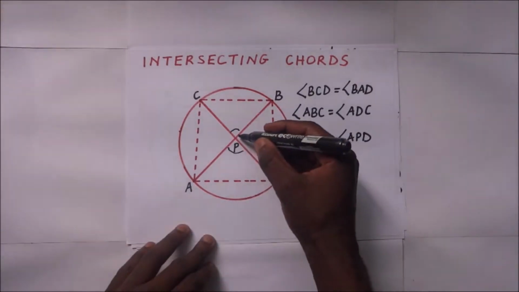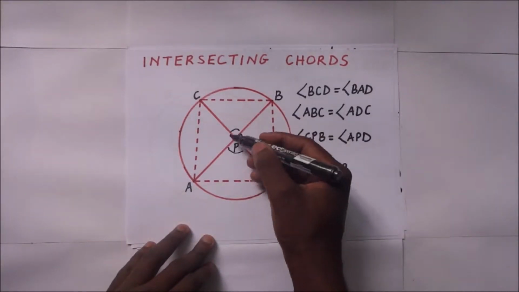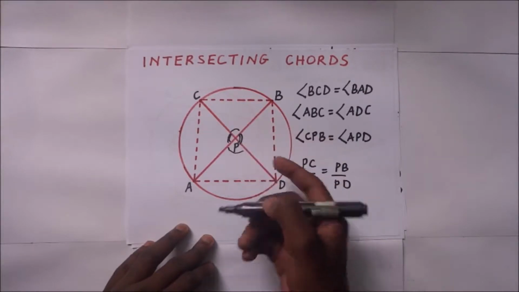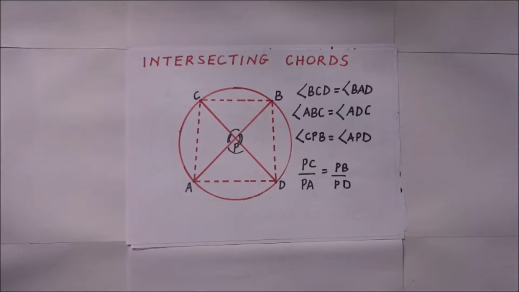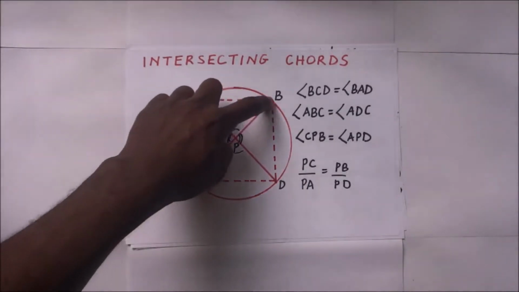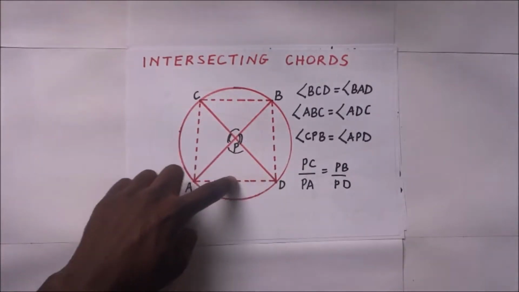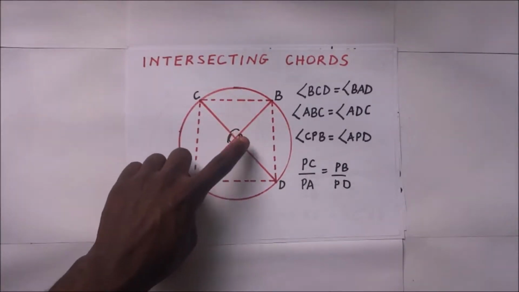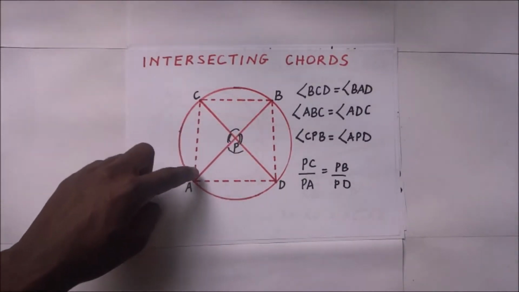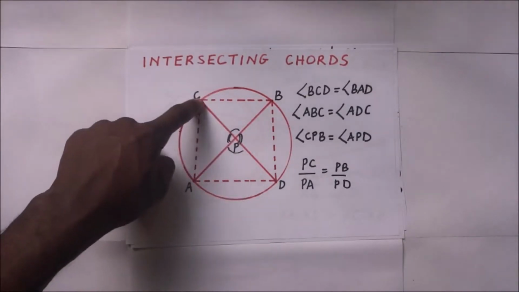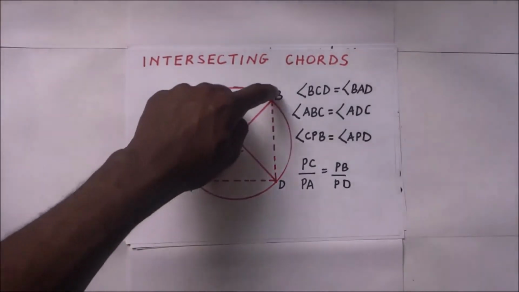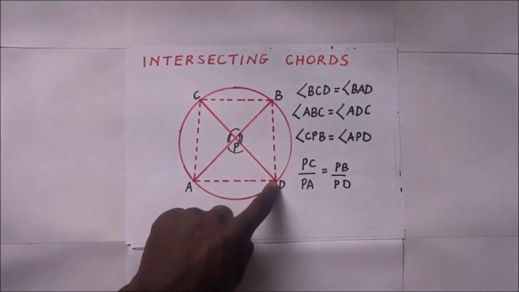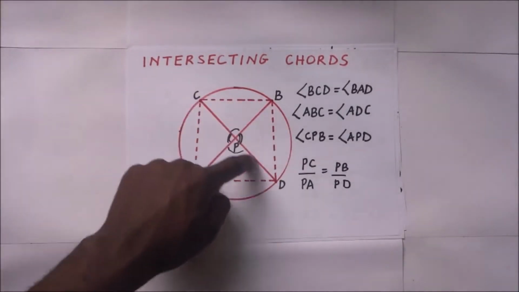It's the same with these. This angle is also the same as that angle because they are also vertically opposite angles. That is from our angle properties. Then since we've realized that this triangle is similar to that triangle, it means that PC over PA is equal to PB over PD, because this triangle is similar to that triangle.